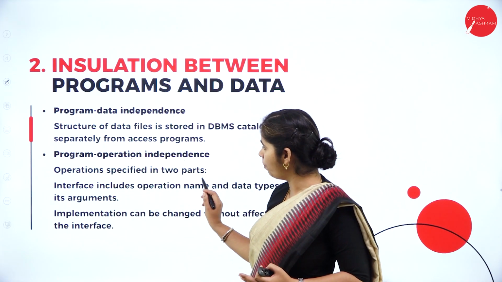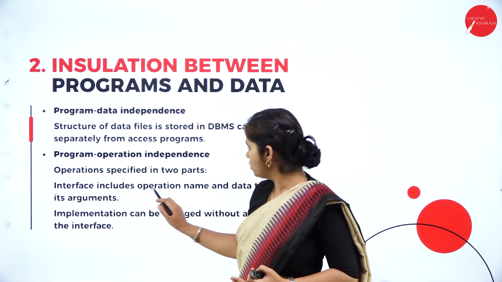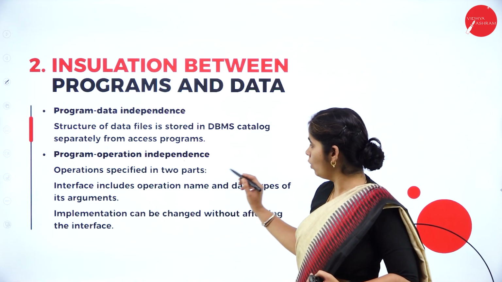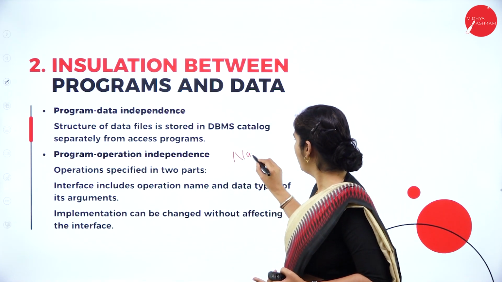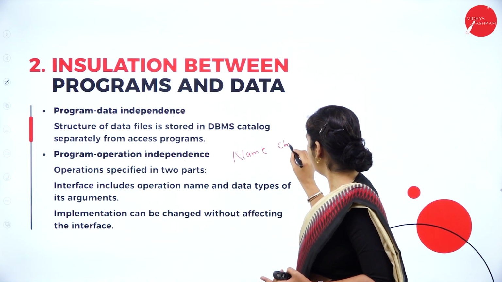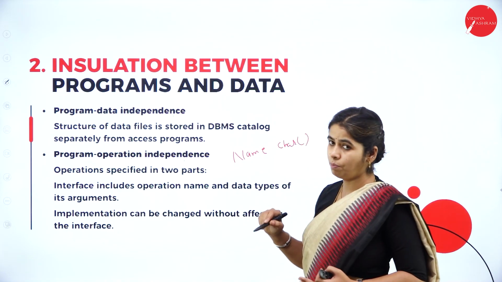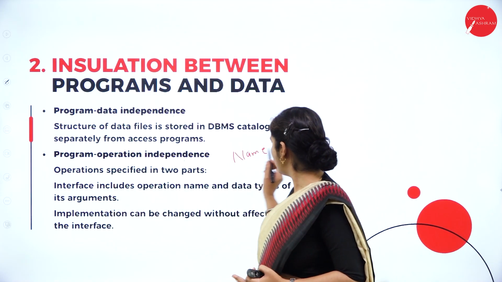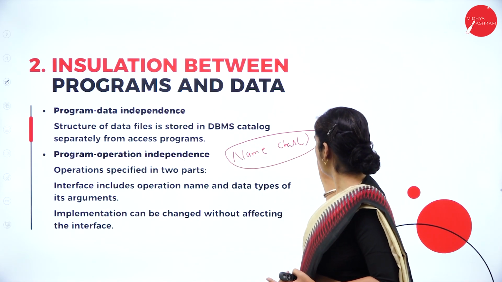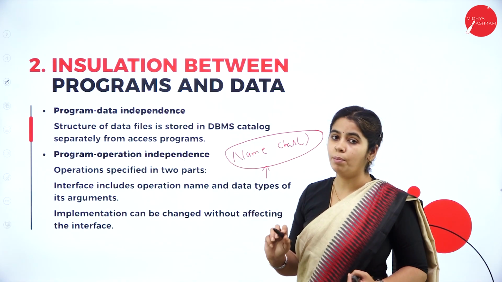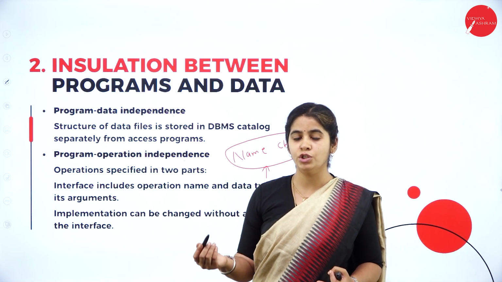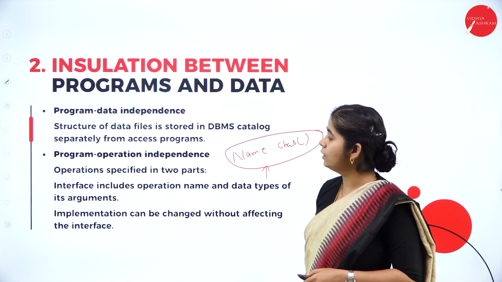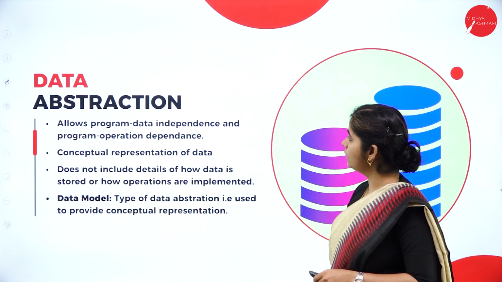Then program-operation independence. An operation is specified in two parts. The interface includes the operation name and the data type of its arguments. Just now I gave you an example, that is name and data type, right? And the implementation can be changed without affecting the interface. We are not affecting this interface, but we can change, update or alter the database. That is nothing but insulation, providing insulation between the programs and data.